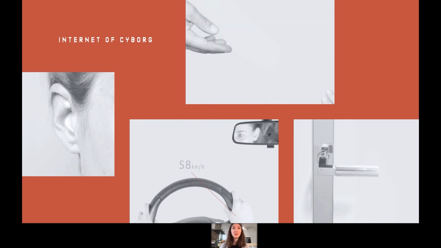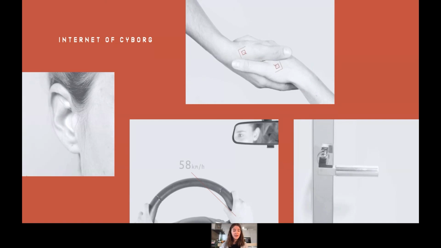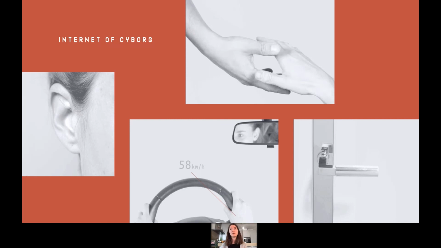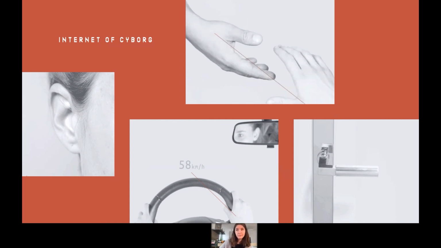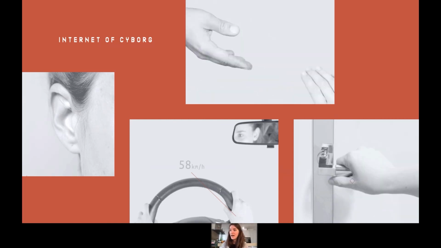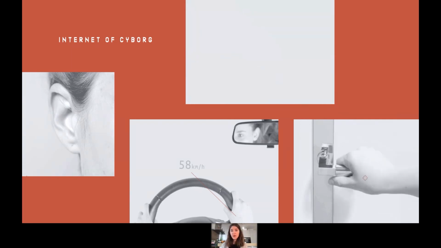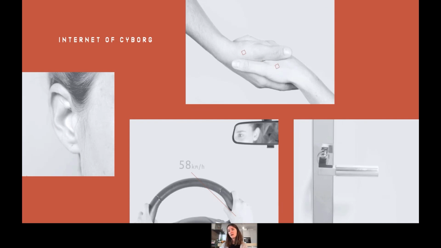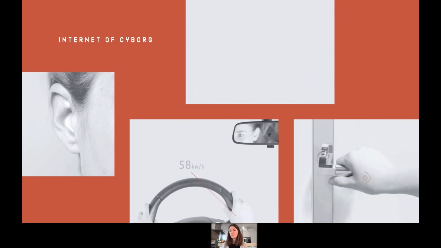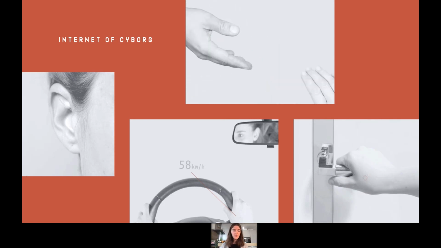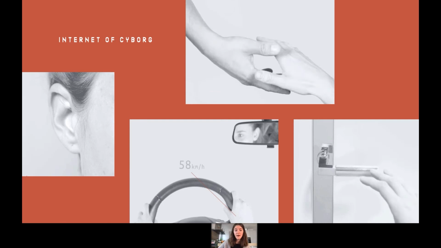For example, the question would be, how do cyborgs interact with each other, and what kind of new communication channels come up? So maybe something could be transferred with a handshake, which is already possible with these chips. And the lower right one is then the interaction with products. For example, what we have today is this connection that you open a door. So how can the body be used in interaction with intelligent products in its environment?